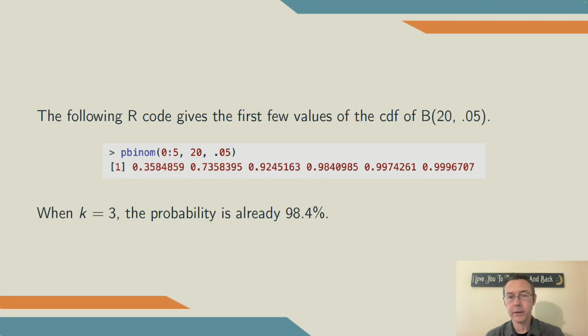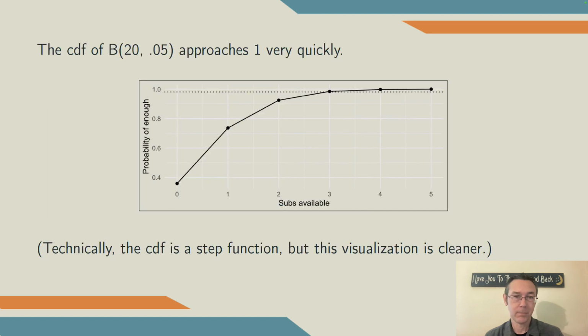Here's the R code that gives the first few values for the binomial distribution with parameters n equals 20 and p equals 0.05. So I'm doing pbinom of 0 through 5, 20, 0.05 to get the probability of 0 successes, 1 success, 2 successes, etc. in this binomial distribution. When k equals 3, which is the fourth value in this vector, we're already up over 98.4%. So that's going to be the answer to this question.